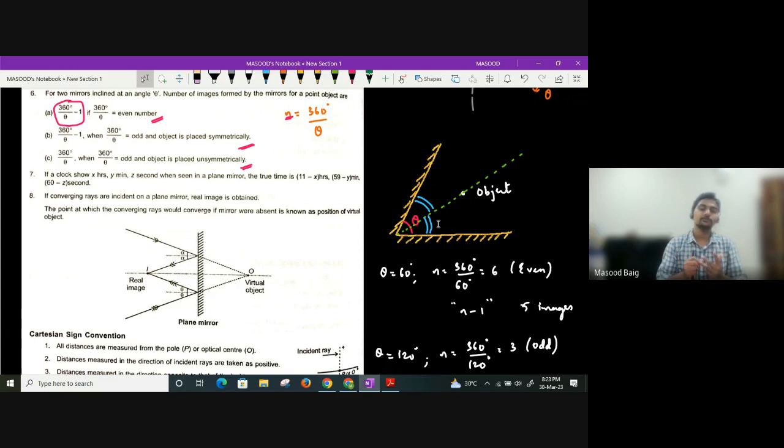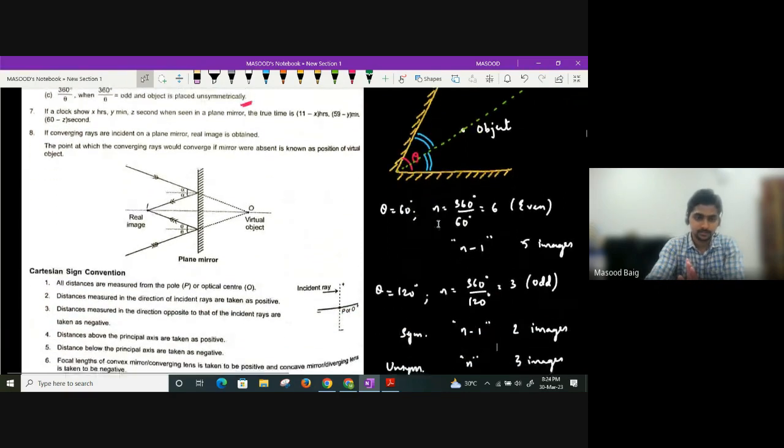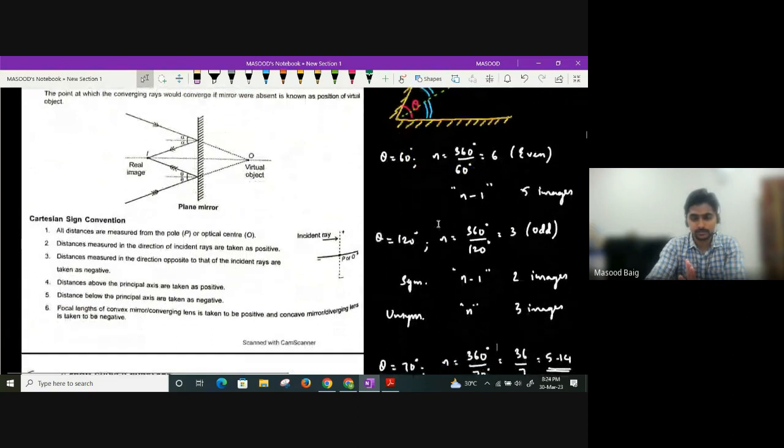In the same manner, if we are getting the value as a fraction, then number of images formed will be an integer closest to the fraction, less than the fraction value. I hope it is clear, everyone. Yes or no? Yes, sir.